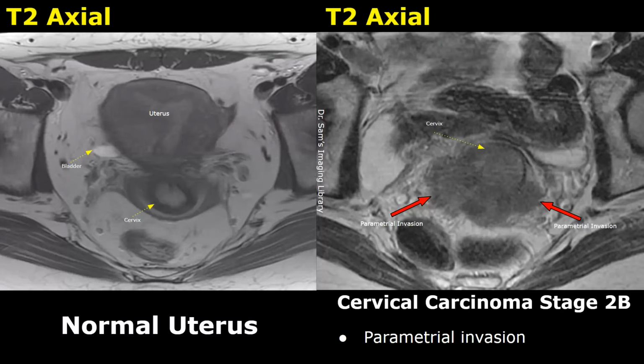In stage 2B, there will be parametrial invasion. The parametrium surrounds the cervix and connects it to the pelvis. So there is invasion of parametrium. We can also see irregular margins of the tumor.